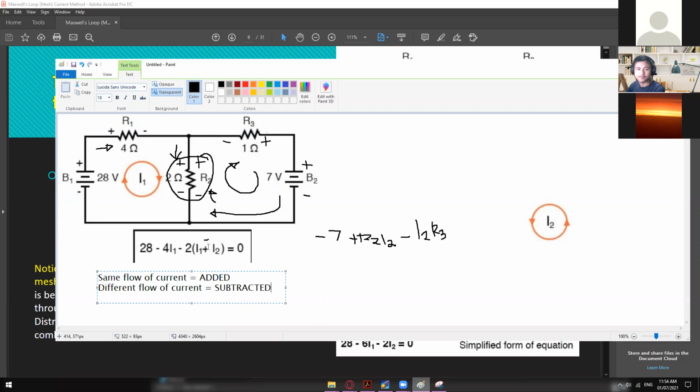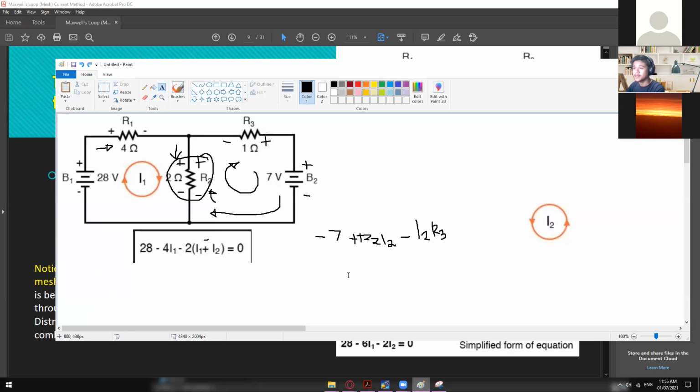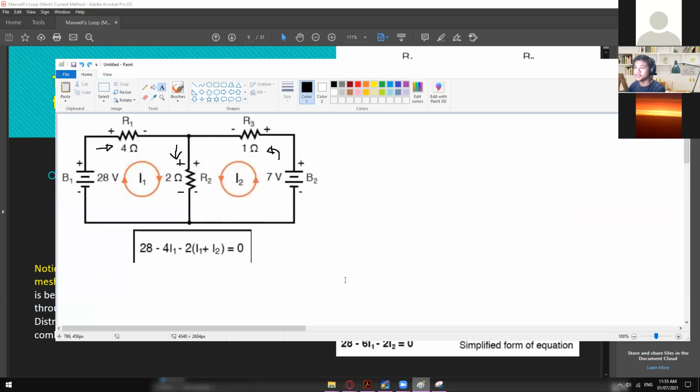Because later on we're going to have a negative sign right here on the next example. But for now, since they have the same flow of current, this will be addition. They will be added with each other. Going back to our original assumption, we have this counterclockwise and then clockwise. Those two will be added with each other, so they have the same flow of current. That is why we have this negative 2 times I1 plus I2 right here, and then equal to 0.